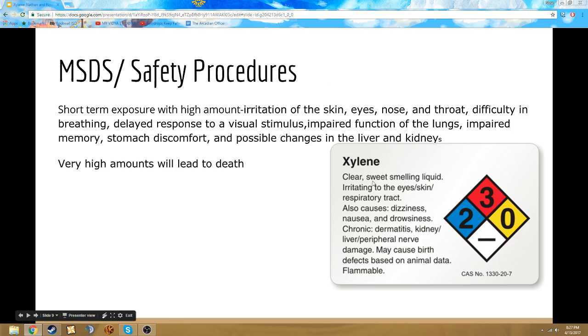Xylene is a clear, sweet-smelling liquid. It is irritating to the eye, skin, and respiratory tract. It can cause dizziness, nausea, and drowsiness. On the hazard diamond, it has a health rating of 2, a fire hazard of 3, and a reactivity of 0. Protective equipment should be eye goggles, apron, and long sleeve shirts, stuff like that. We can use it in the lab, but in very small amounts and in a very controlled environment.